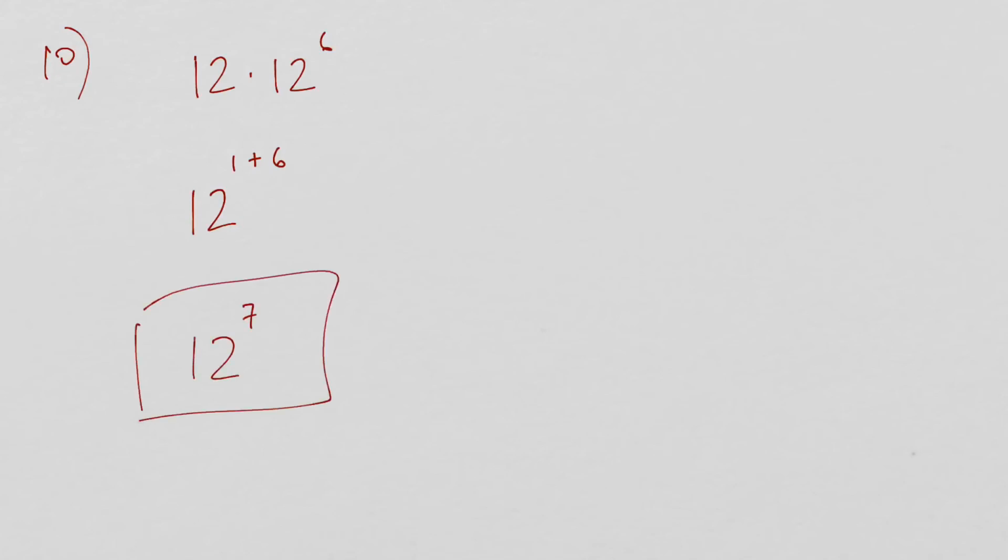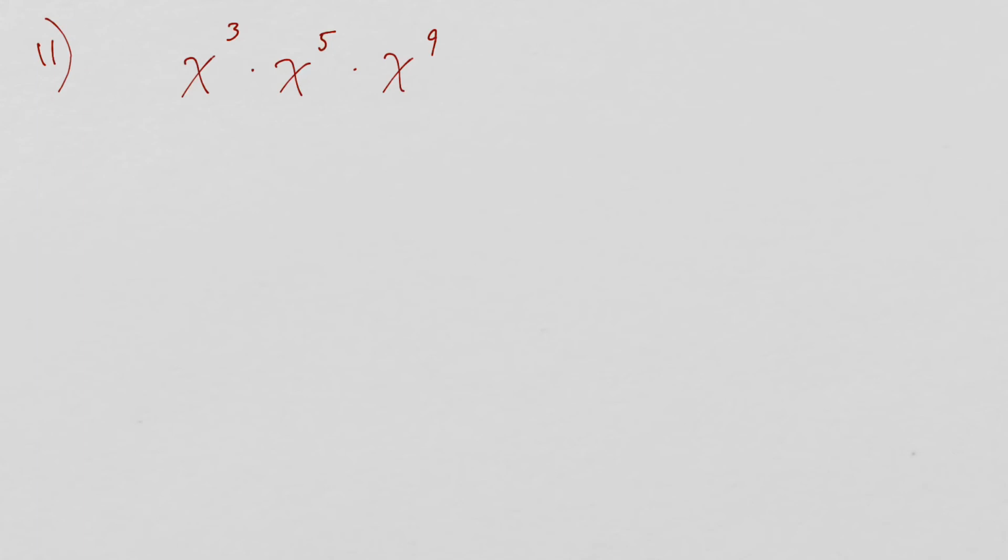Okay, the bases are the same, so we simply add the exponents when we're multiplying, and we get 12 to the 7th power. So here we're multiplying and the bases are all the same, so the base remains the same, and we simply add the exponents, and so we get x to the 17th power.